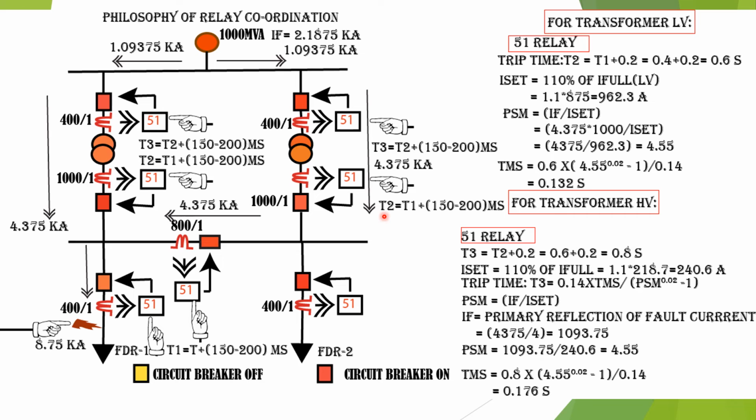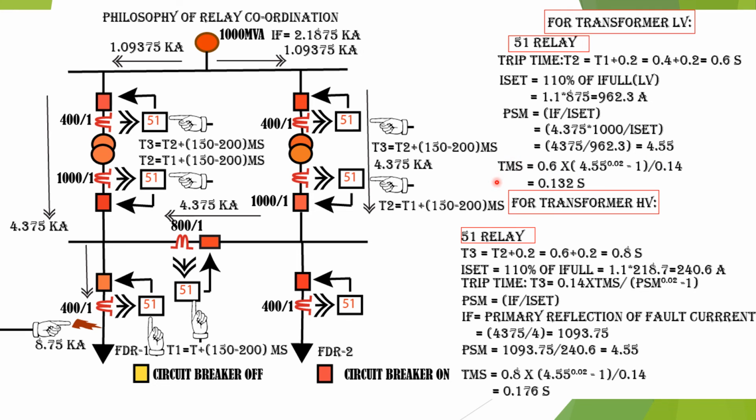So we can calculate the value of the PSM, since the fault current supplied from the LV side of the transformer is 4.375 kiloampere and I set is known. Here the PSM value is given by 4375 divided by 962.3, that is the 110% of the LV side full load current. So the value of the PSM comes as 4.55.